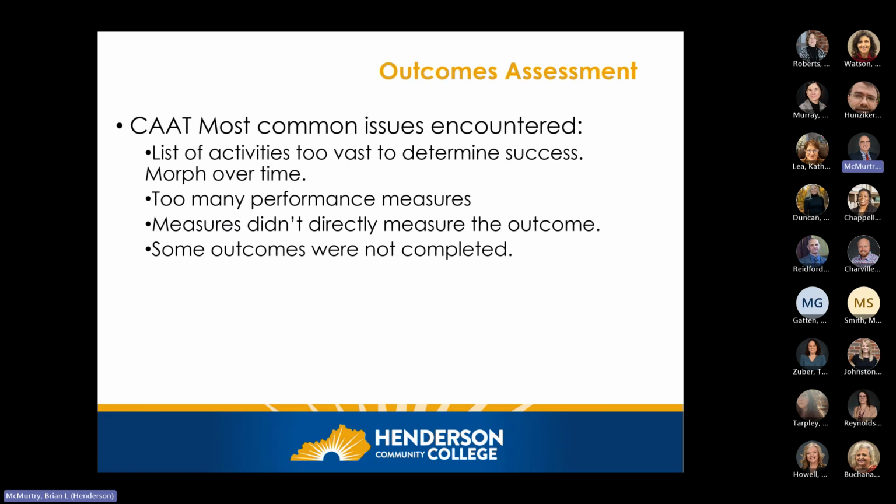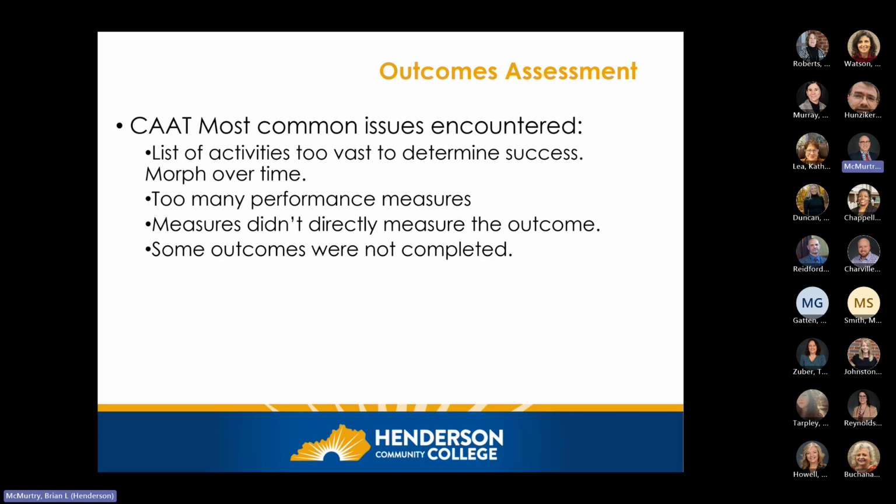We also sometimes see too many performance measures. I think at the most, if you can measure an outcome with one performance measure, awesome. But I've seen some that are being measured by 5 or 6. And to me, that means that if you have 5 or 6 performance measures, then maybe we're not measuring the right thing. Maybe it needs to be split into multiple outcomes. But those are some things to think about as you look at your outcomes.